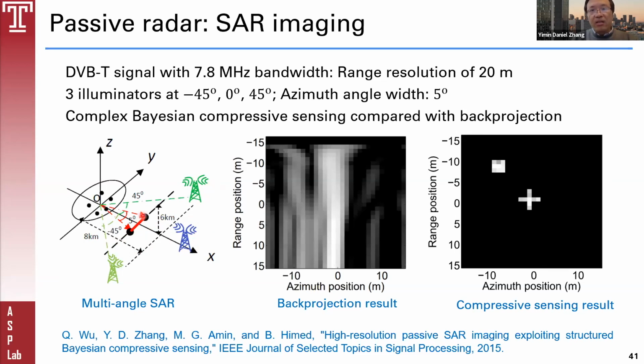And so because of the low resolution and the bandwidth of the signal is 7.8 megahertz, we see that if we use back projection, the resolution is really poor, whereas by using compressive sensing, we can get very high resolution images.